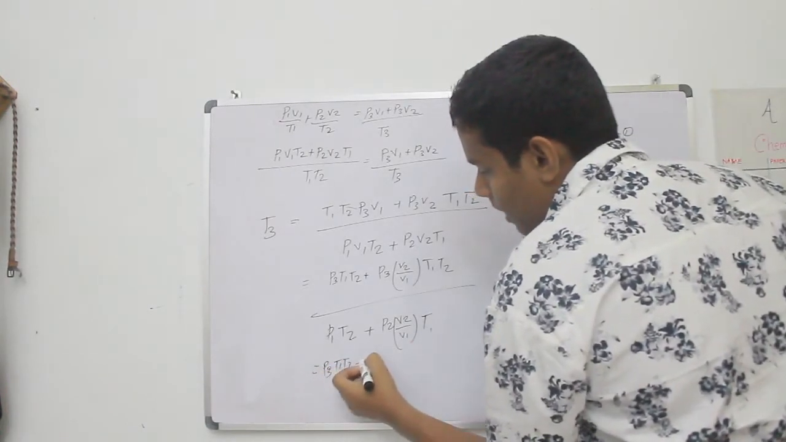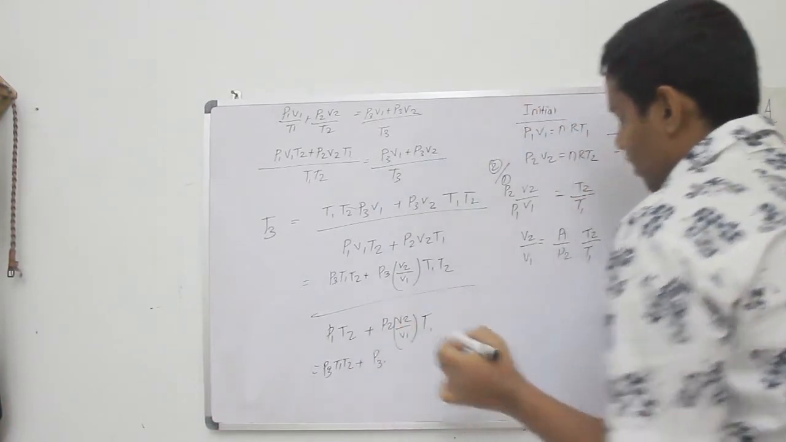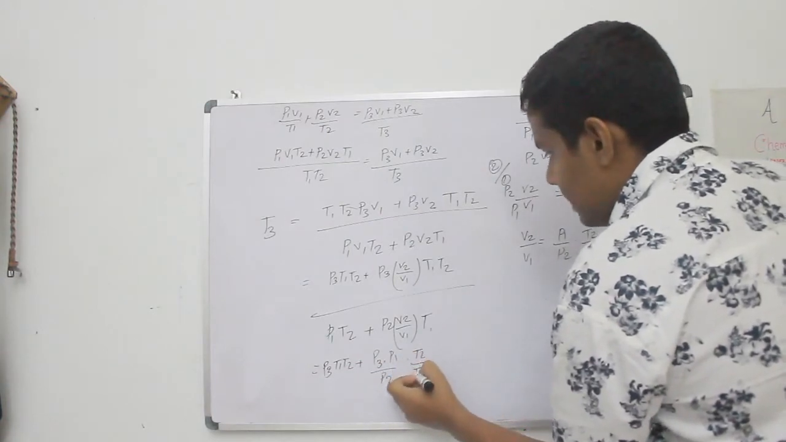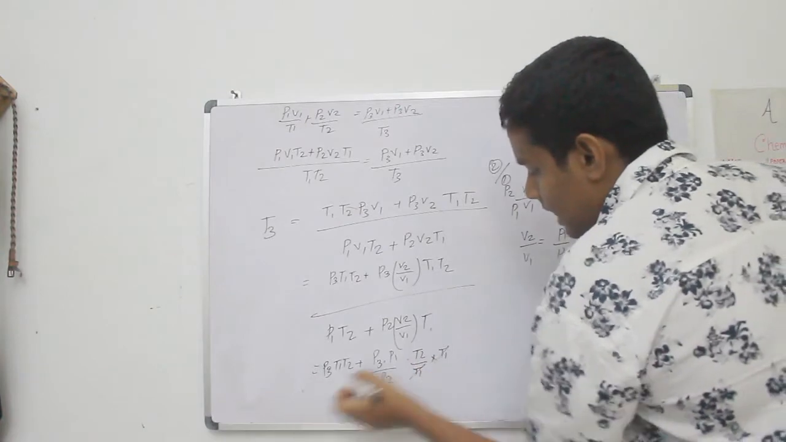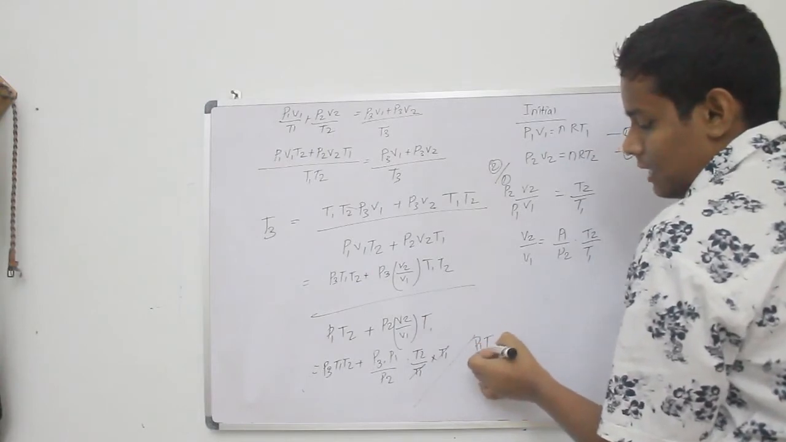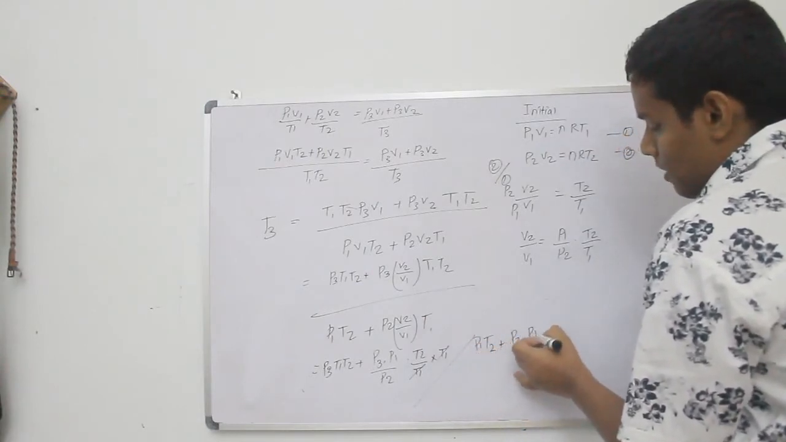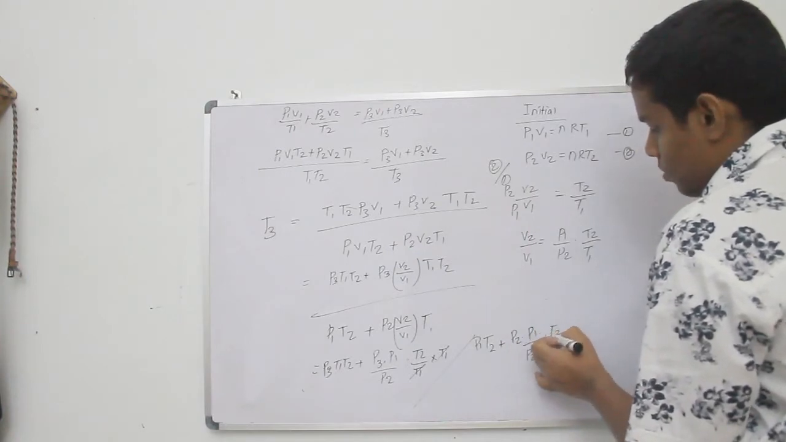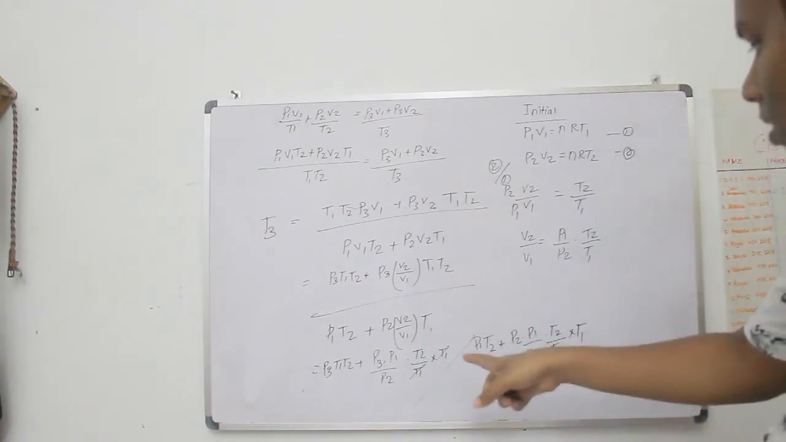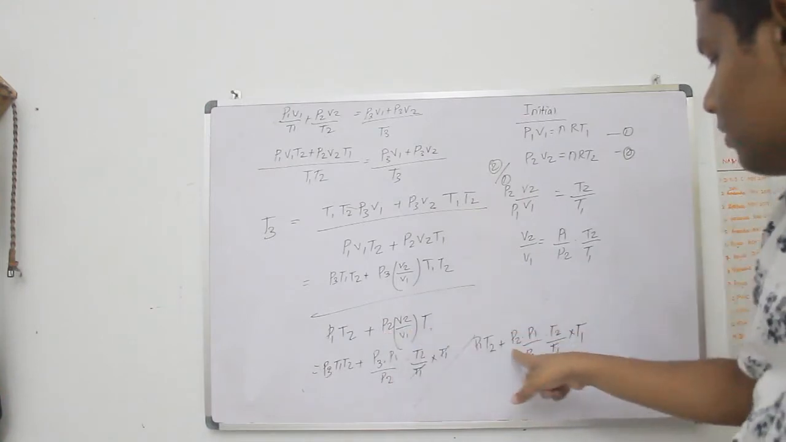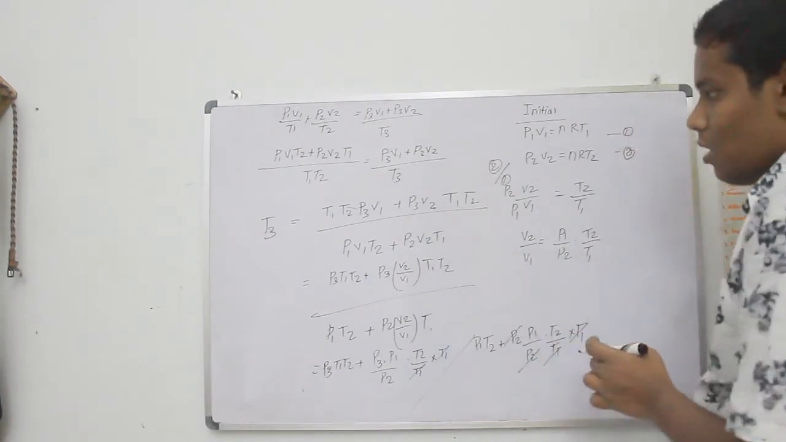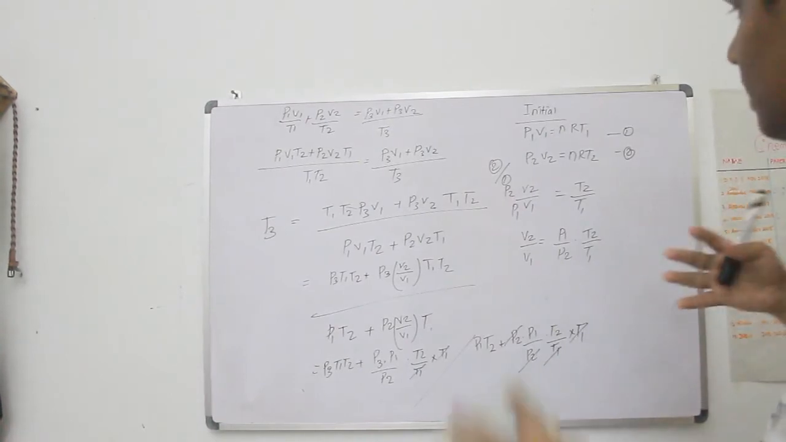P3 T1 T2 plus P3 into P1 by P2 into T2 by T1 into T1. T1 can cancel. Divided by, this should be done carefully, divided by, here, P1 T2 plus P2 into P1 over P2 into T2 over T1 into T1. Okay. P2 into this ratio into T1. Okay. P2 T1, so this is P1 T2. So same equation. Now see how the equation has become more and more easier for us.